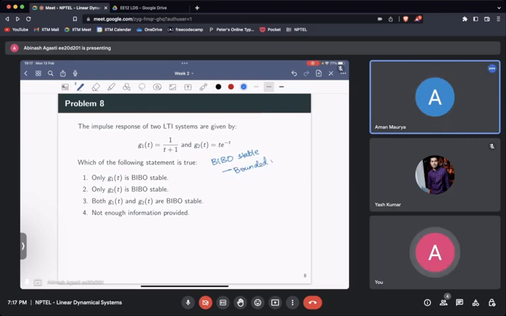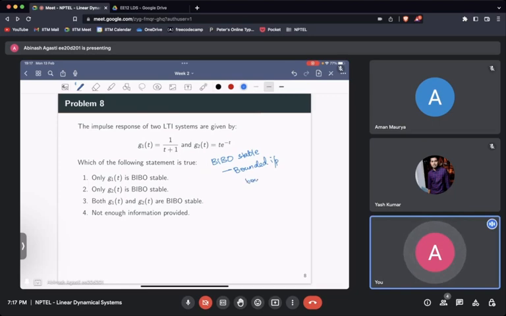Right. So this is bounded input, bounded output. If we apply any bounded input, then we'll always get a bounded output. But now, how do we check whether, for some impulse response h(t), the system is BIBO stable or not? Okay, so this is the condition for BIBO stability: the integral from 0 to infinity of |h(t)| dt has to be finite.